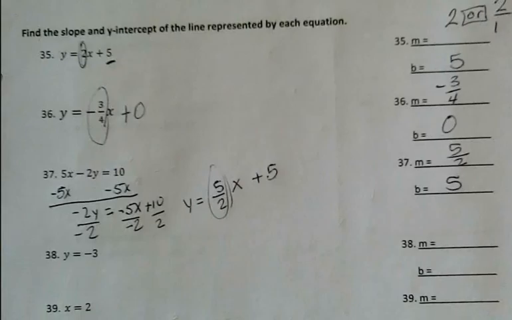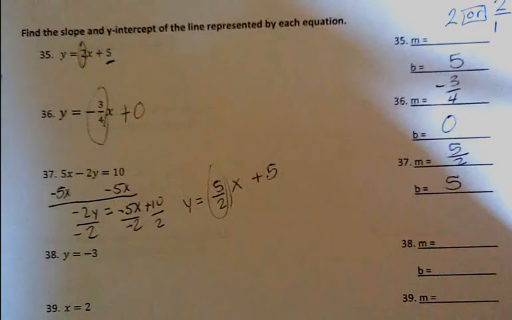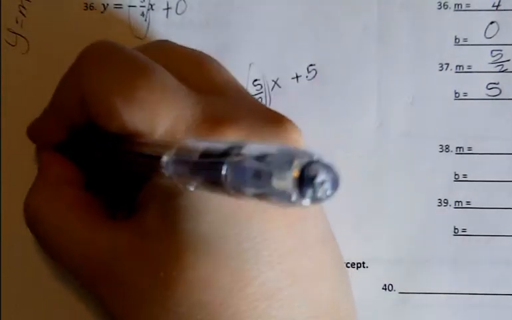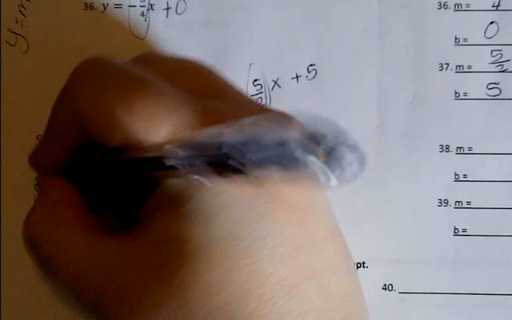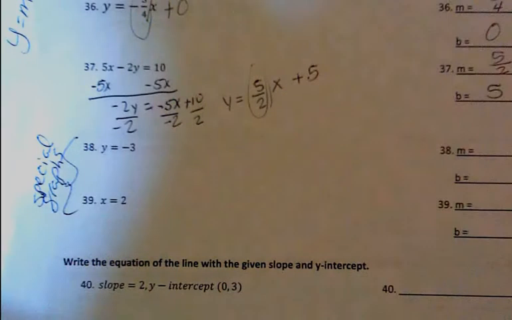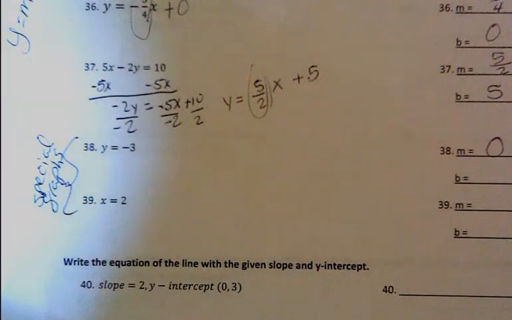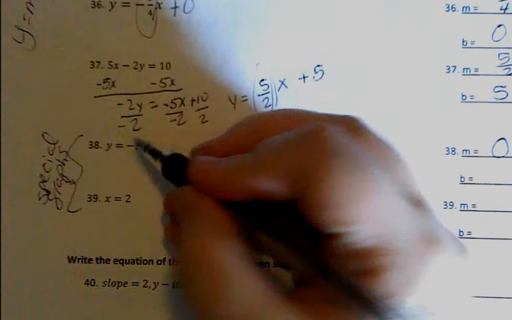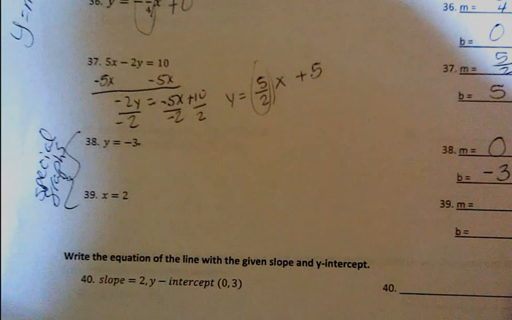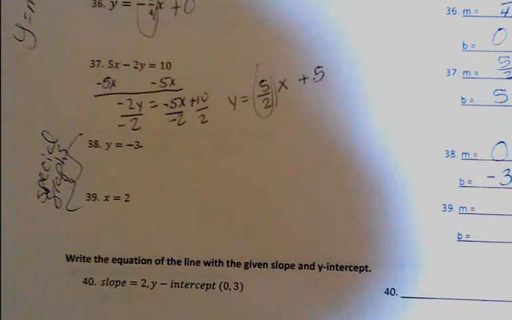So y equals -3. Whenever you have y equals just a number, remember, these are special graphs. When you have y equals a number, you're always going to have a slope of 0. And your y-intercept is always whatever your y is equal to, so it would be -3 in this case.